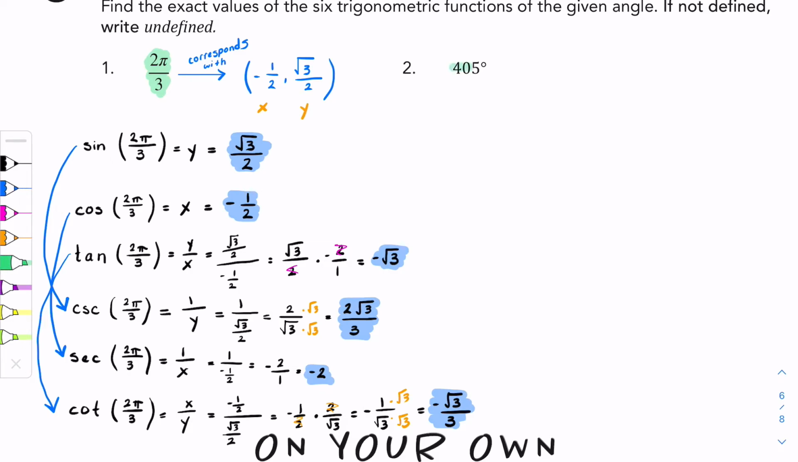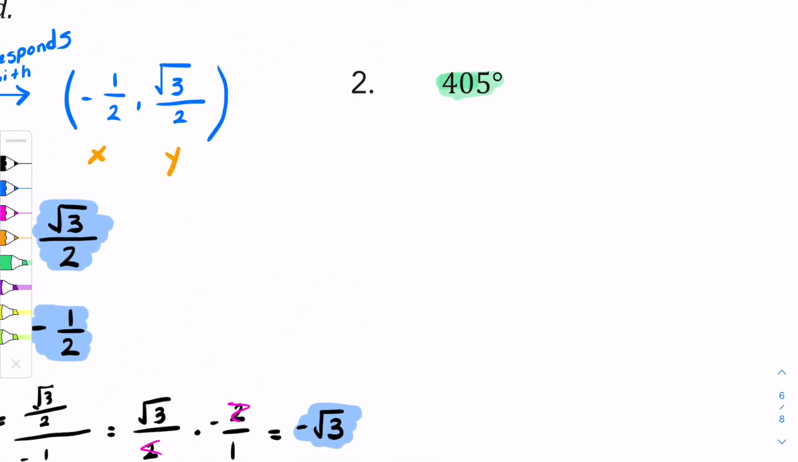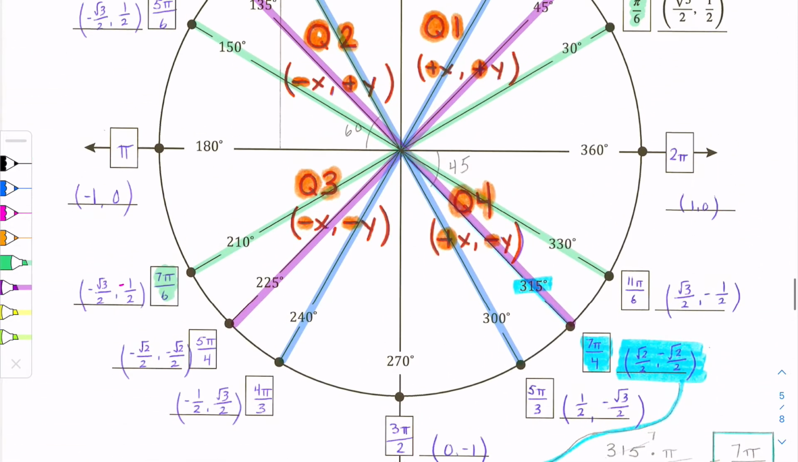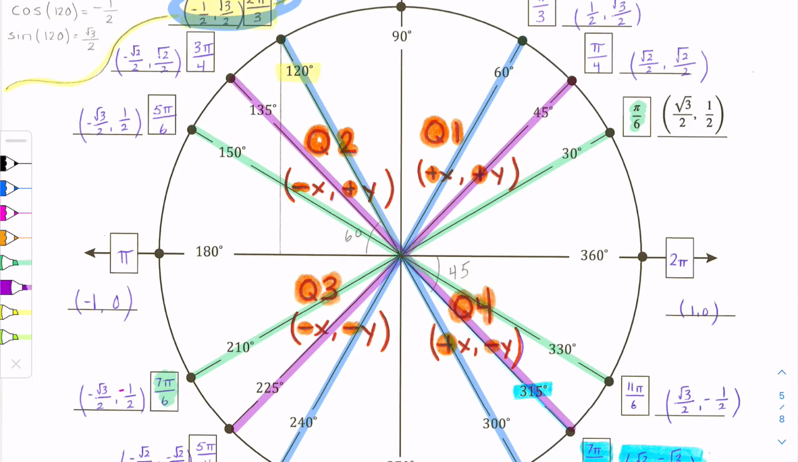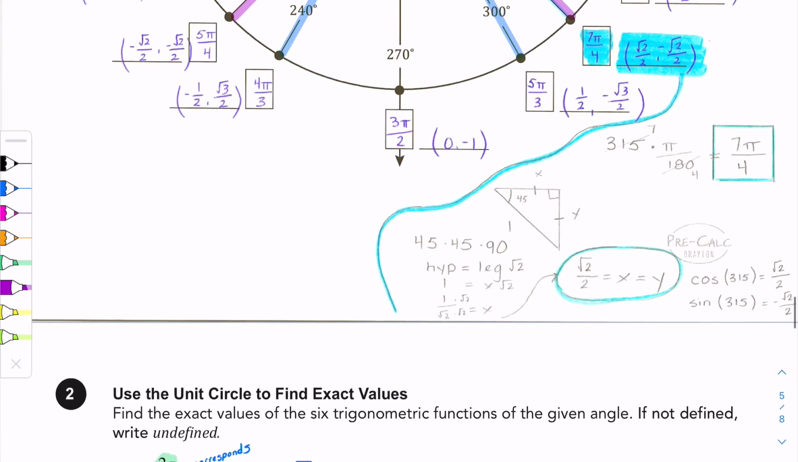Next, we're looking at 405, which is obviously larger than 360. So 405 is the equivalent of 360 plus 45, which is equal to 405. So we're looking at the angle and the info paired with 45 degrees. 45 is paired with the square root of 2 over 2, comma, square root of 2 over 2.